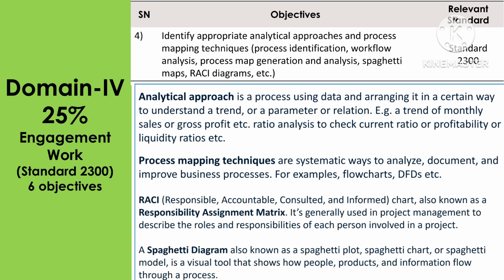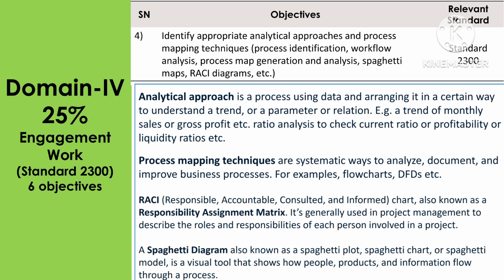So the fourth objective is to identify appropriate analytical approaches and different process mapping techniques, like process identification, workflow analysis, process map generation and analysis, spaghetti maps, RACI diagrams, and many more. So the analytical approach is a process using data and arranging it in a certain way to understand a trend or a parameter or relation.